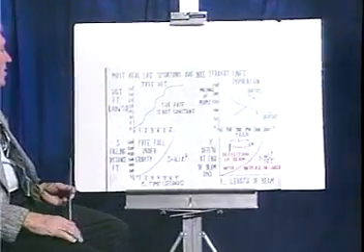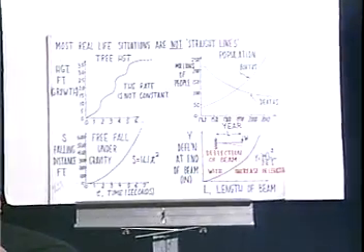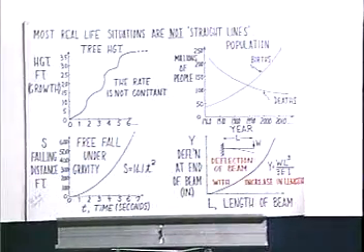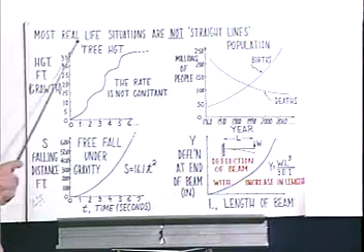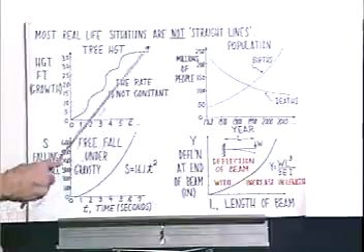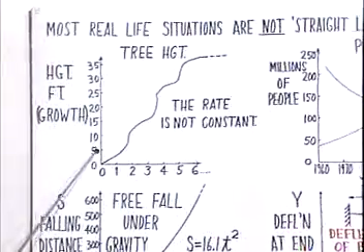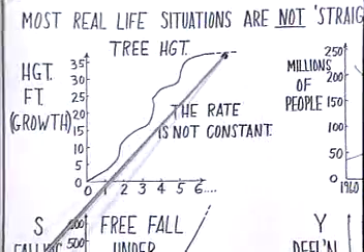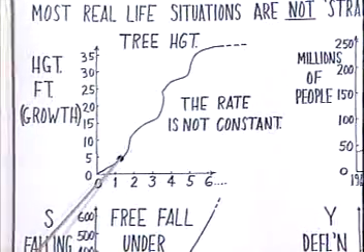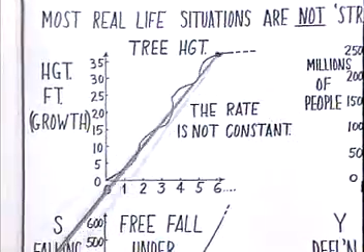Now, the thing is that most real-life situations are not straight lines. Let's take a look at this portion here. This might be the growth of a tree in years, and this is the height at which it's growing. The rate is definitely not constant. There's no straight line here.